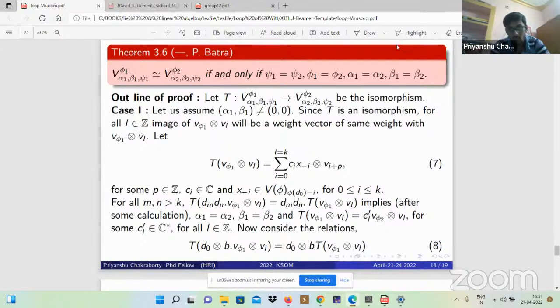Now it will give the final classification theorem between these two modules, that V(phi 1, alpha 1, beta 1, psi 1) is isomorphic to V(phi 2, alpha 2, beta 2, psi 2) if and only if psi 1 equal to psi 2, phi 1 equal to phi 2, alpha 1 equal to alpha 2, and beta 1 equal to beta 2.